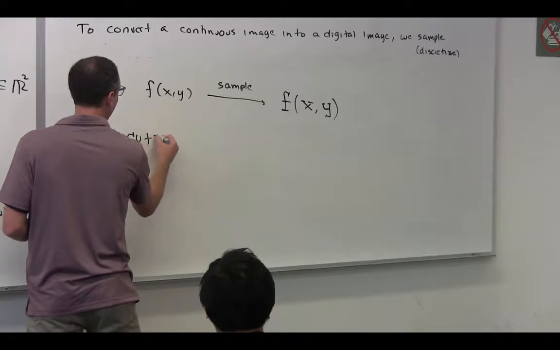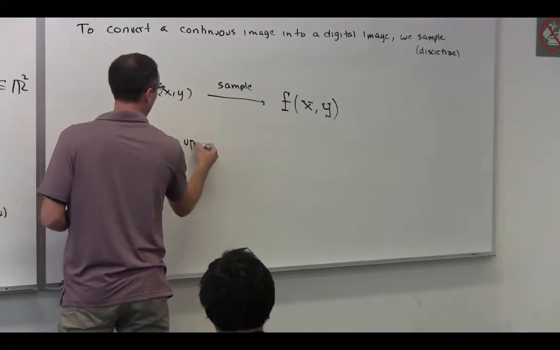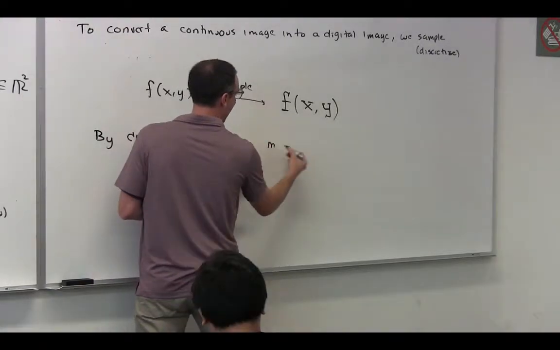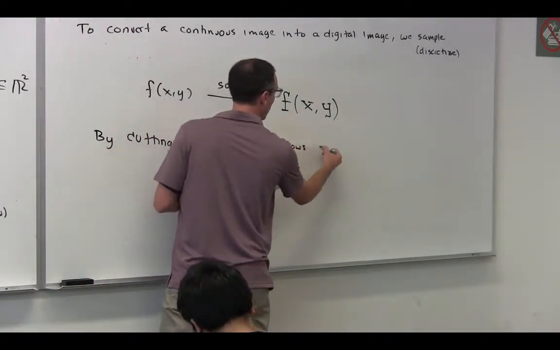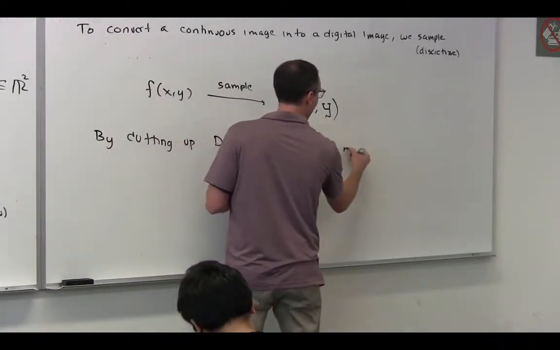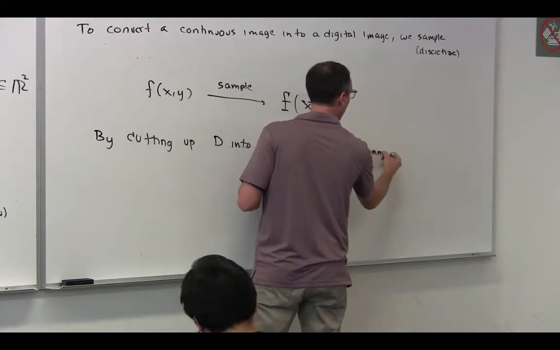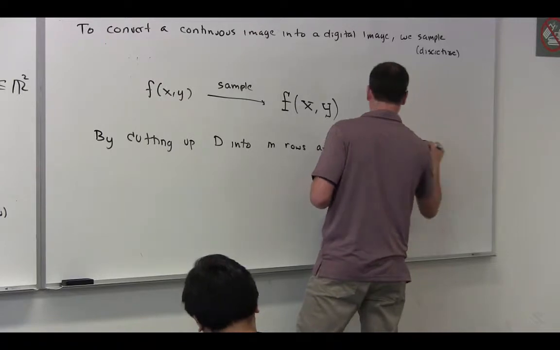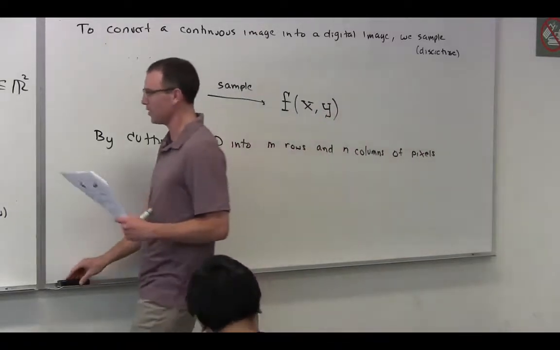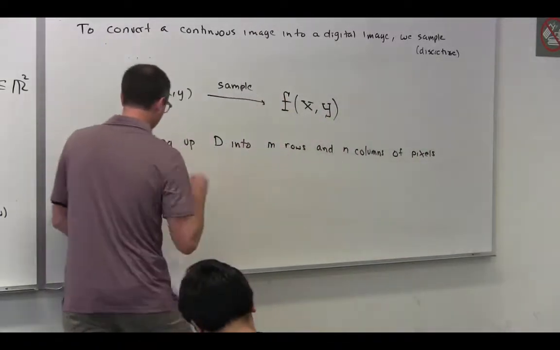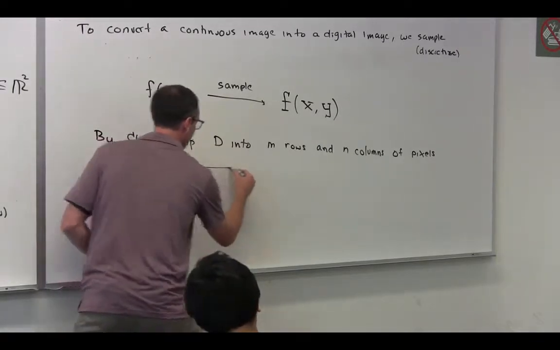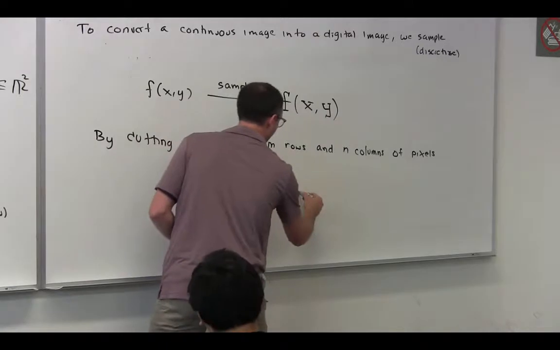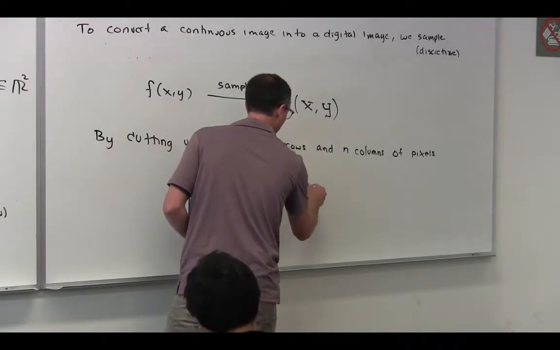Yeah, by cutting up D into M rows and N columns of pixels. Dun dun dun dun. Dun dun dun dun, right? So here was my original D. And then we're going to sample D.